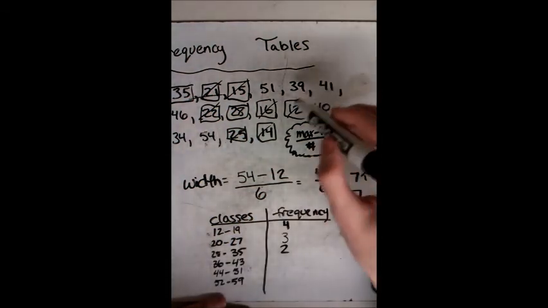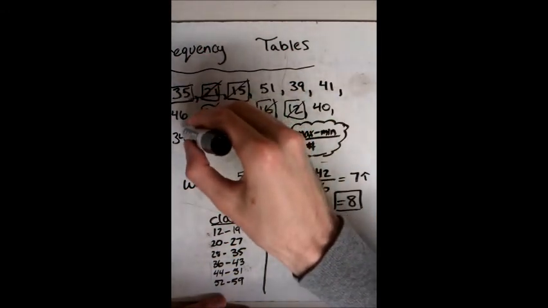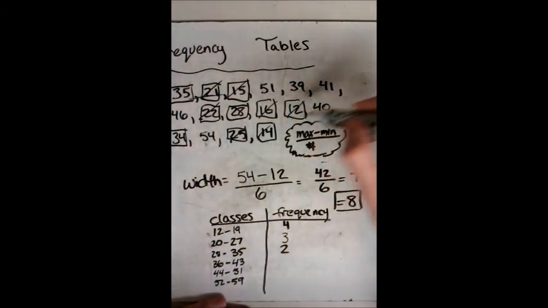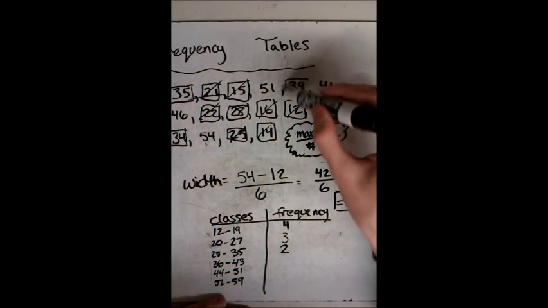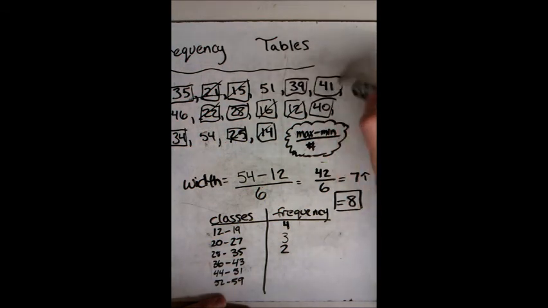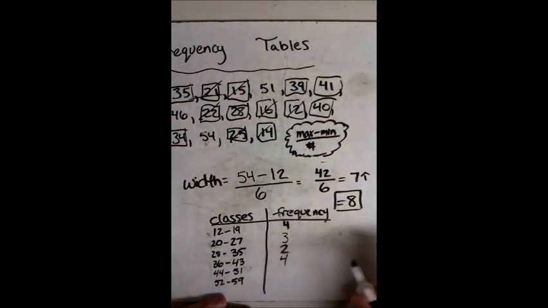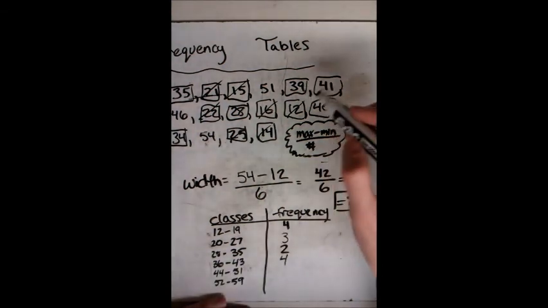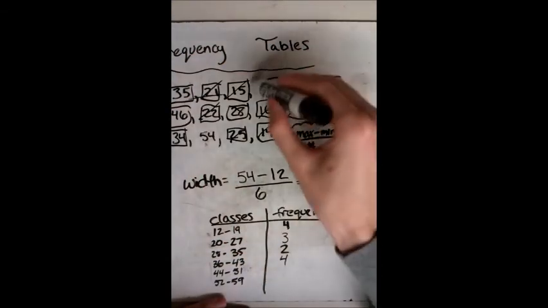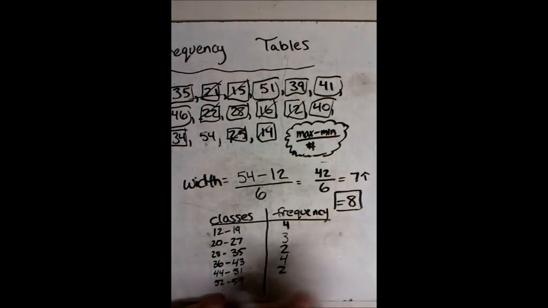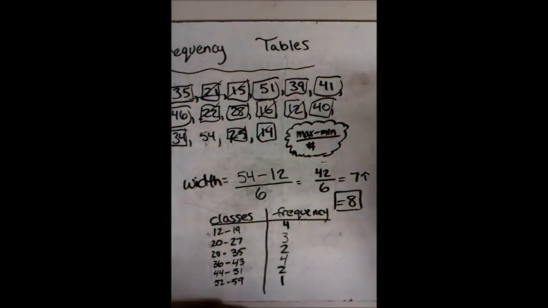36 to 43. 1, 2, 3, 4. We got 4 in that range. Then 44 to 51. Got 2. And then I've got 1 in the 52 to 59 range.